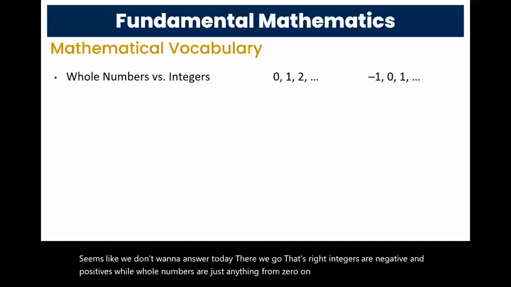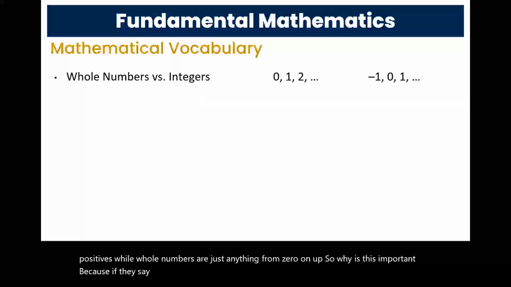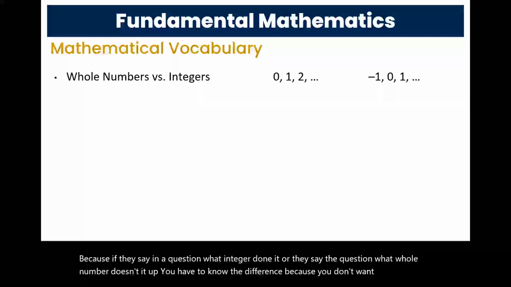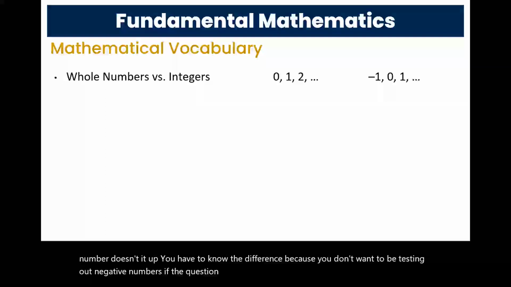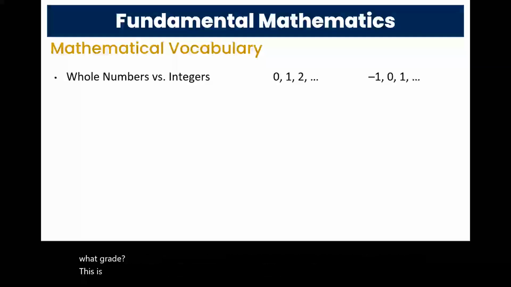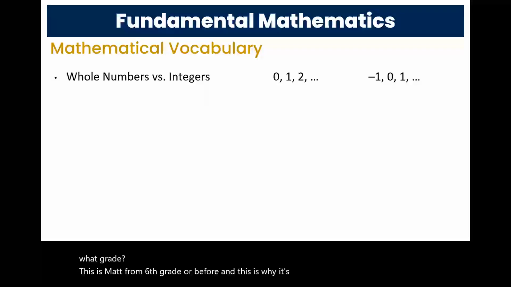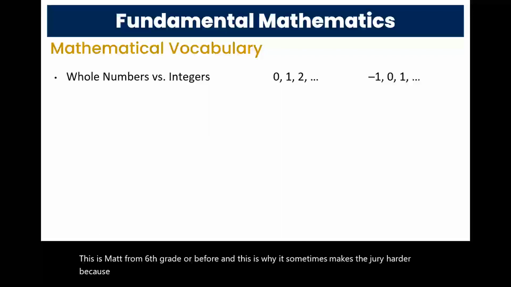So why is this important? Because if they say in a question, what integer, or they say in a question, what whole number, you have to know the difference, because you don't want to be testing out negative numbers if the question is about whole numbers. And so, yes, this is math from what grade? This is math from 6th grade or before. And this is why it sometimes makes the GRE harder, because it's stuff that you don't remember.